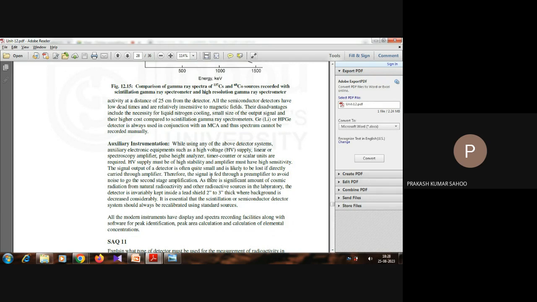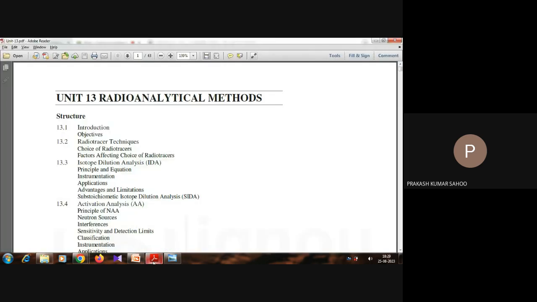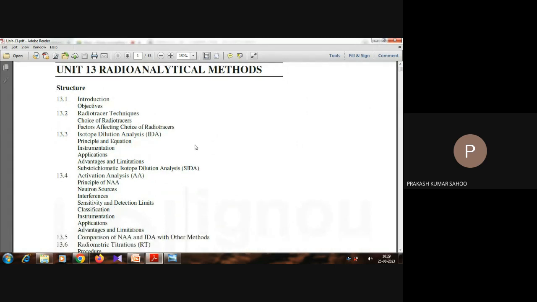Just read these things. And in the next part of today's session, that will be the last part, we will discuss some radioanalytical methods. These are very advanced methods which are used in radioactive decays or radioactive disintegrations, and are related to radioactive rays, radioactive nuclei, and some radioactive isotopes.